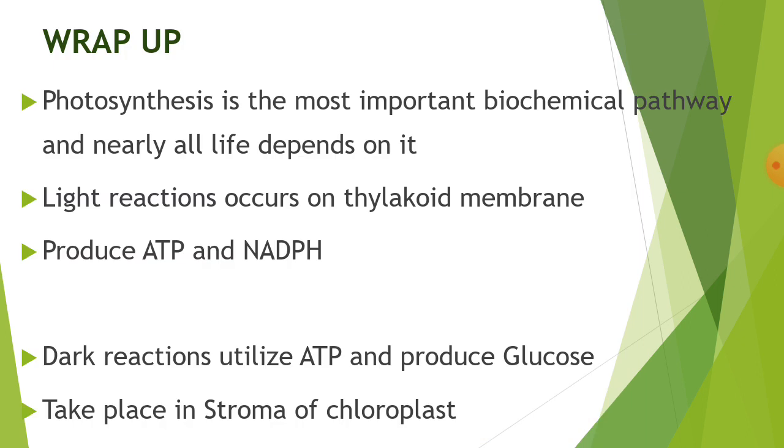Let's wrap up the mechanism of photosynthesis. Photosynthesis is the most important biochemical pathway and nearly all life depends on it, because other animals which are heterotrophs get energy by eating the autotrophs, the plants. Light reactions occur on the thylakoid membrane. They produce ATP and NADPH. The dark reactions utilize ATP and produce glucose. They take place in the stroma of the chloroplast.